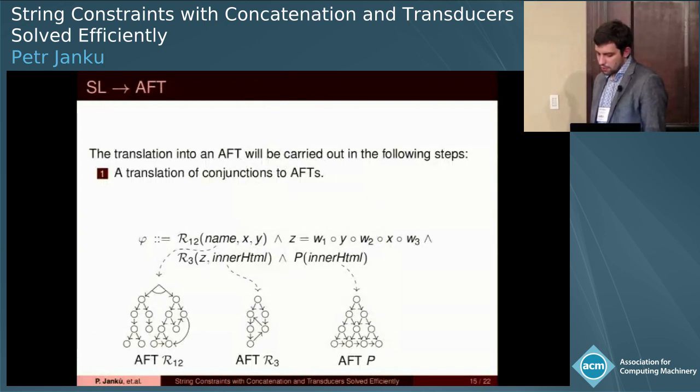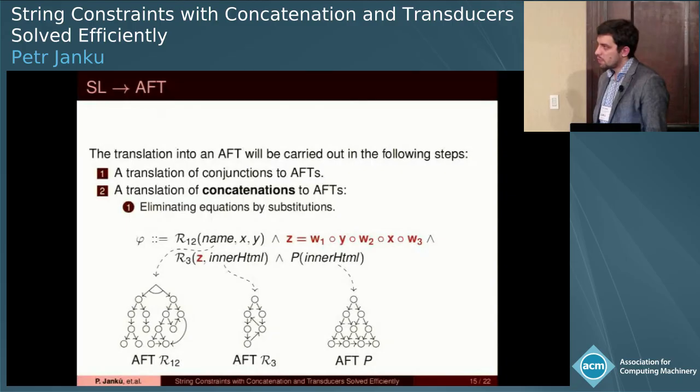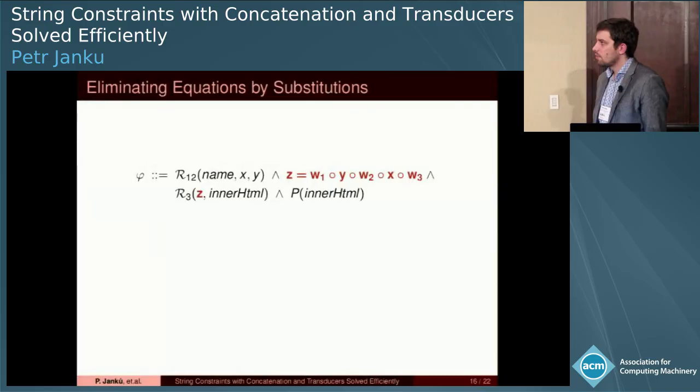So we already know how to translate conjunction to transducers, and the second step is how to translate concatenation to transducers. This step is divided into sub-steps. The first sub-step is to eliminate equations by substitution. We can see a formula which contains only one concatenation, whose left-hand side, Z, is located in constraint R3.